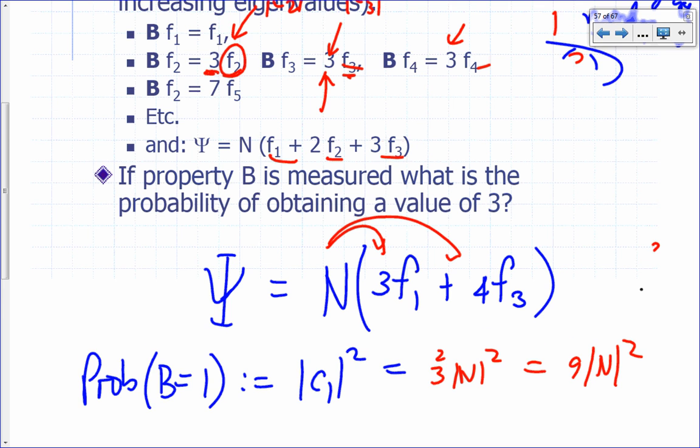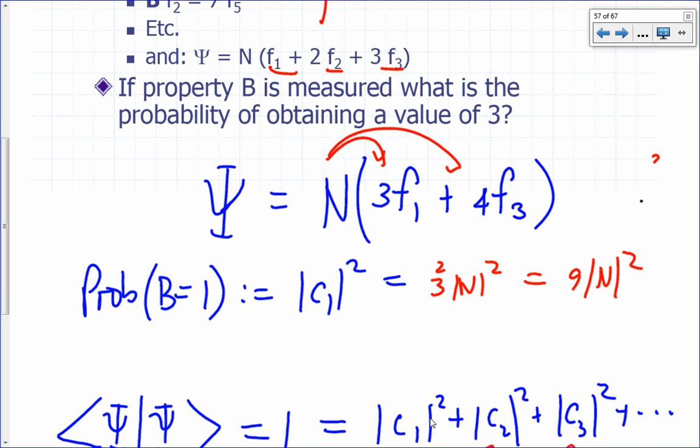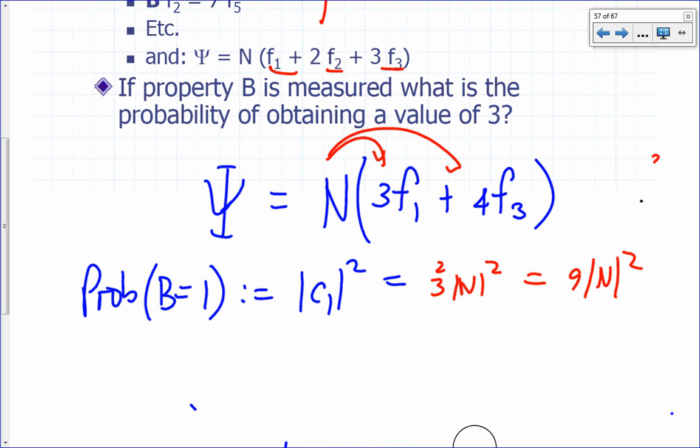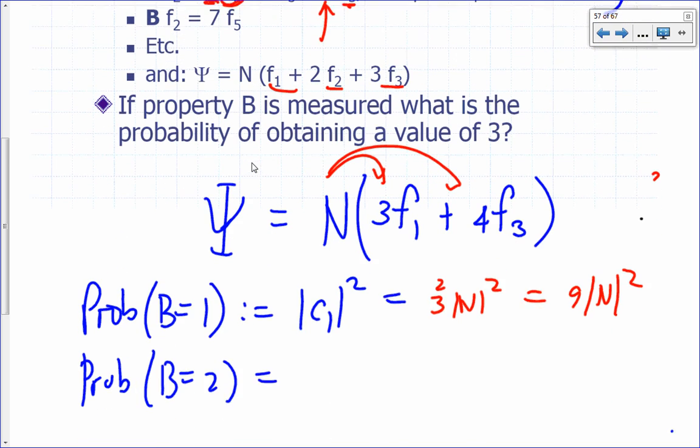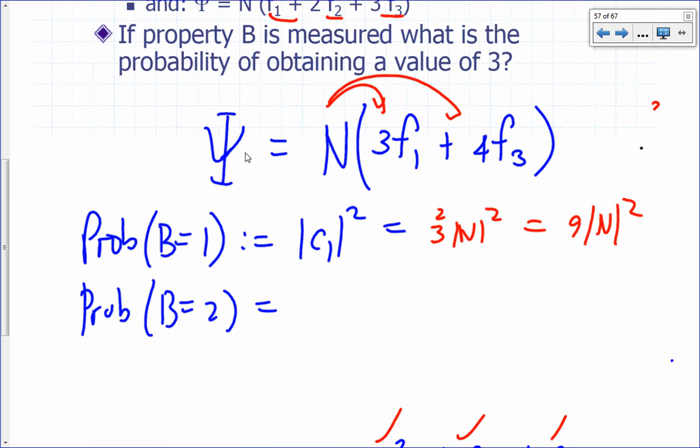Okay? What's the probability that you're going to get B equals 2? There is no eigenfunction that has an eigenvalue of 2. An eigenvalue of 2 is not allowed, right? So 0.